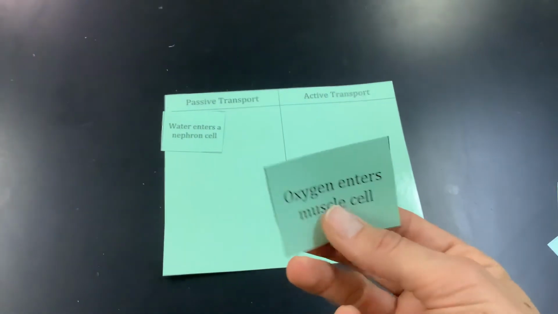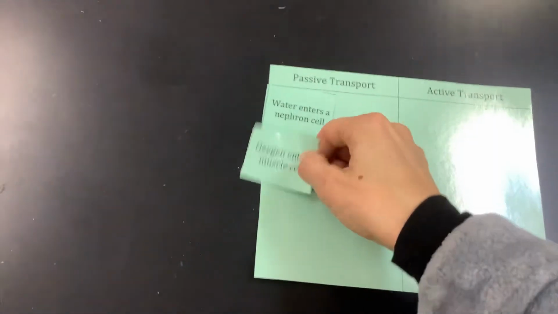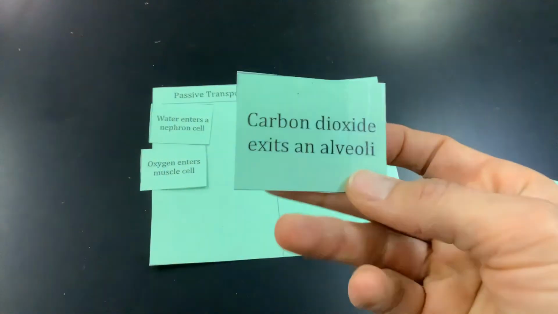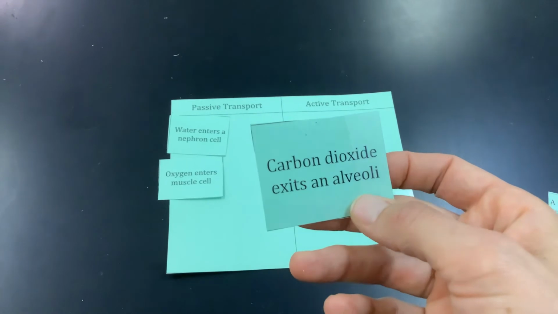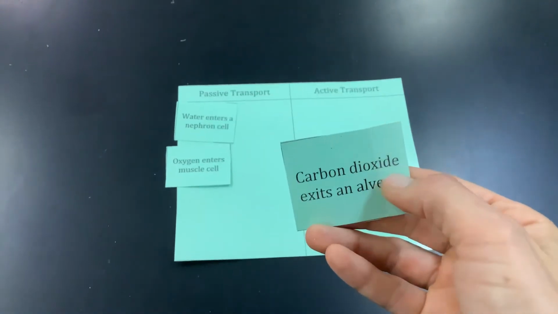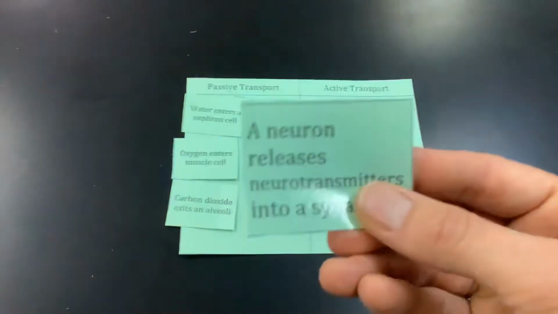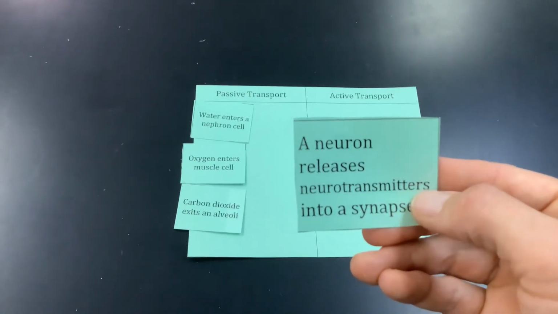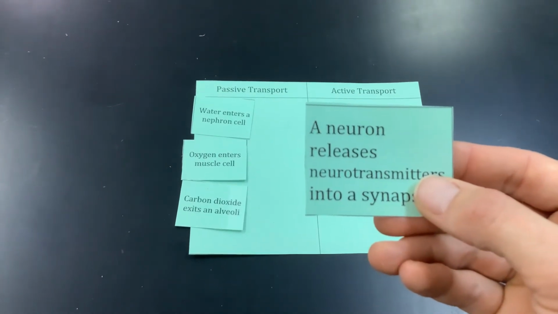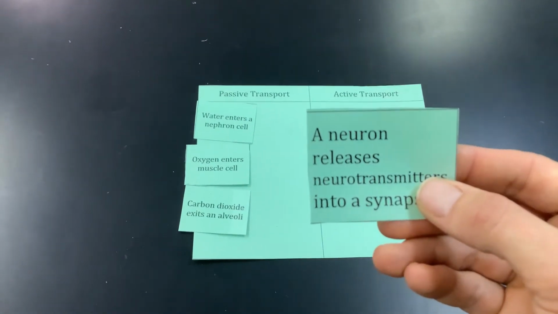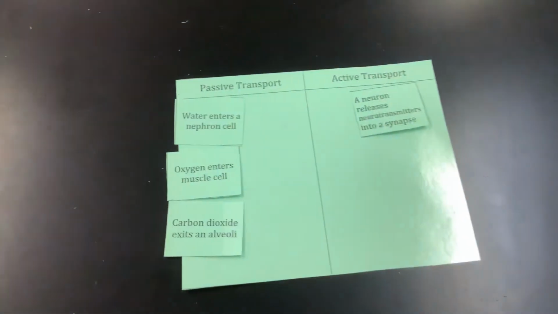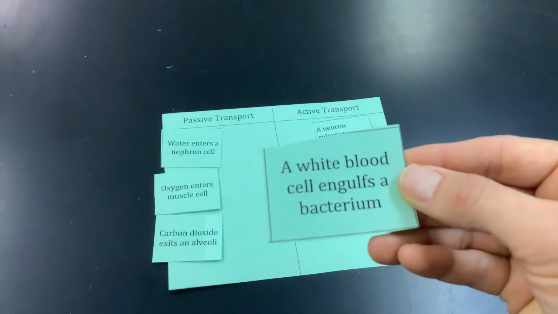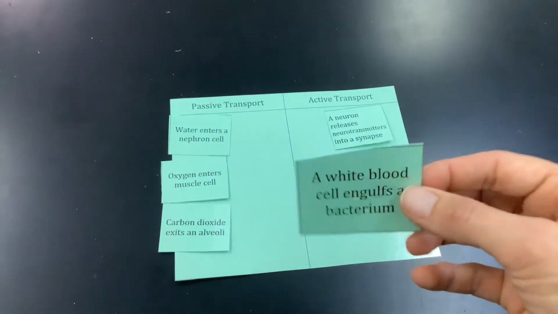Oxygen enters a muscle cell. Who cares about the muscle cell? Oxygen, it's small, passive. Carbon dioxide exits an alveoli. I don't even know what that is, but carbon dioxide is a small gas, so it's passive. Okay. A neuron releases neurotransmitters. So when a cell releases, I would say this is the same as expels. So this is exocytosis, which is active transport. White blood cell engulfs a bacterium, engulfing. This is endocytosis.